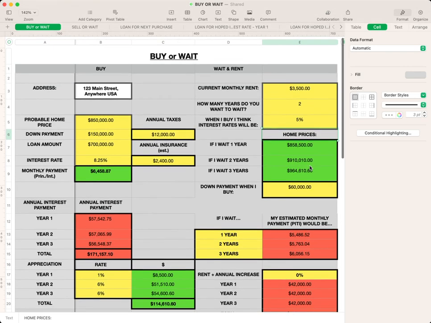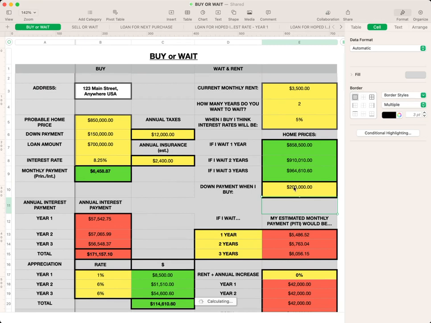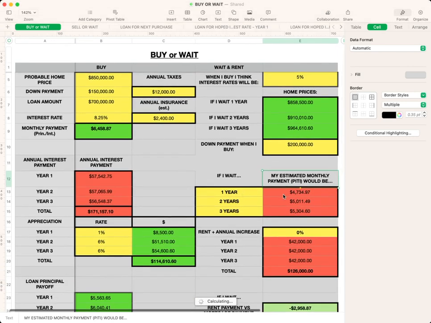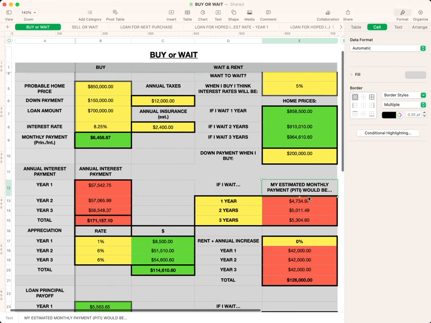And then I can also edit my down payment. If I think that my down payment's going to be, well, it's $150 on the other side. Well, maybe I can save up some money. It's going to be $200,000 on this side. Well, then it's going to recalculate all of my down payments. And so now if I wait 1 year, my estimated payment is going to be $4,734. If I wait 2 years, now again, the house price is going to change. I'm going to be putting more money down. And I'm estimating that I might need to wait 2 years in order for it to get 5%. Well, then my payment would be $5,000.